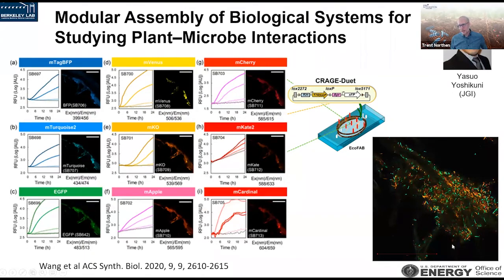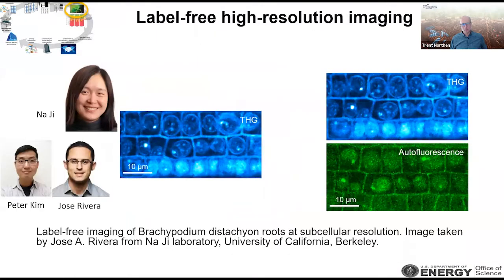I think these are root hairs, and you can see single bacteria. So this combination of synthetic biology, like Carrie talked about, but in this case for making fluorescent constructs with these EcoFAB devices, I think can really help us learn about the biogeography of rhizosphere microbes.